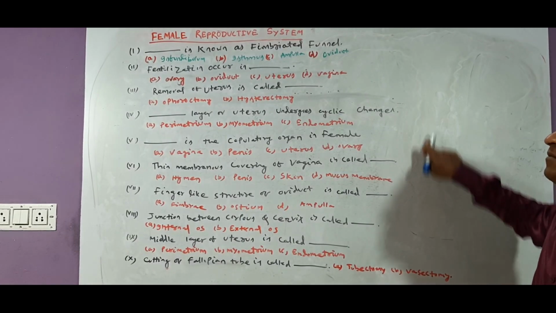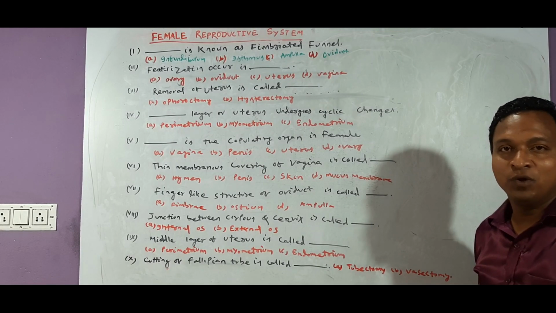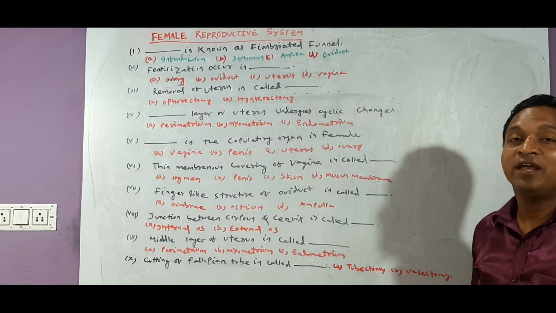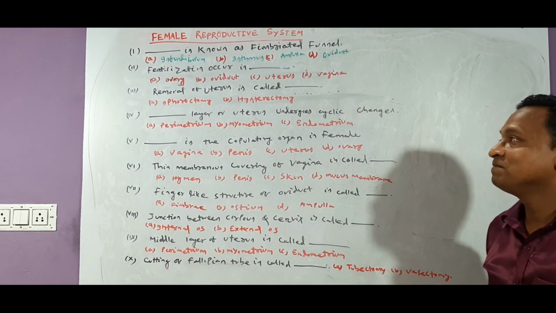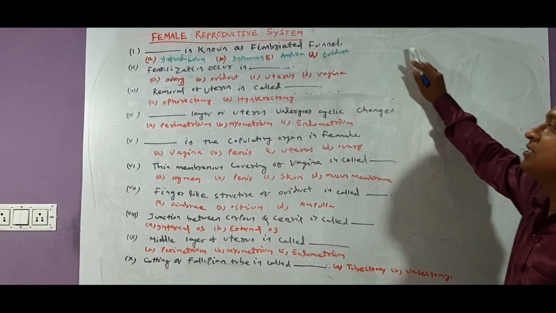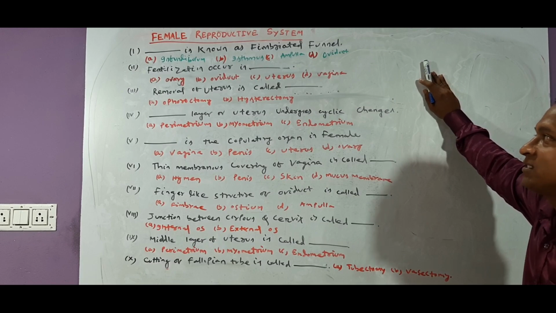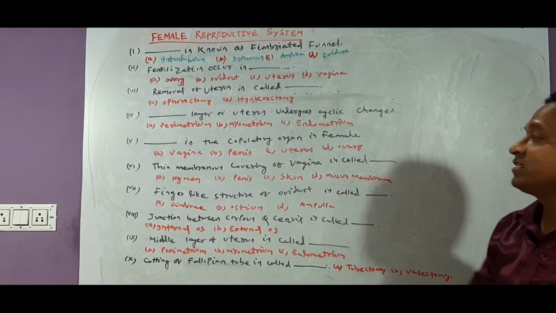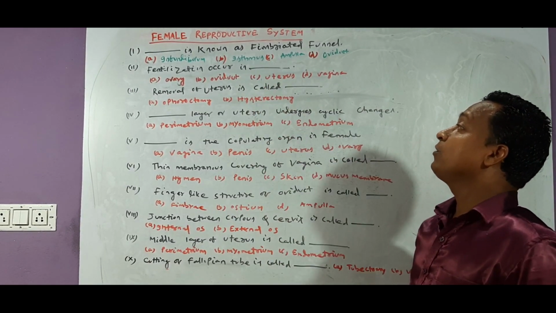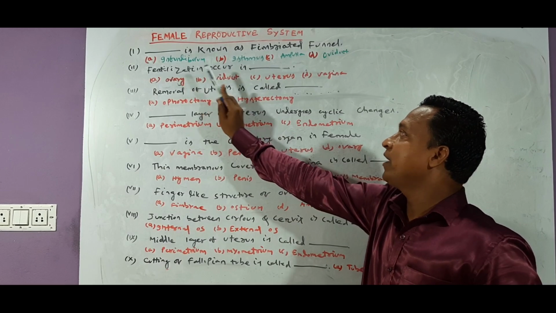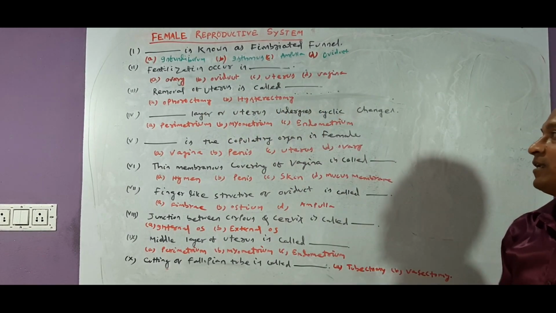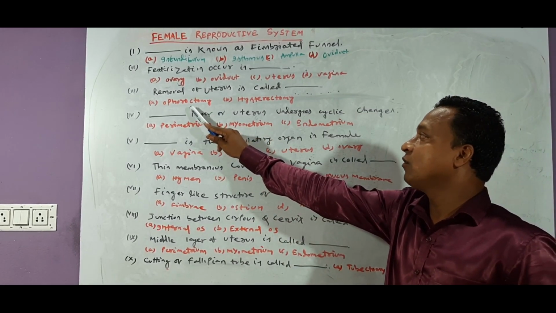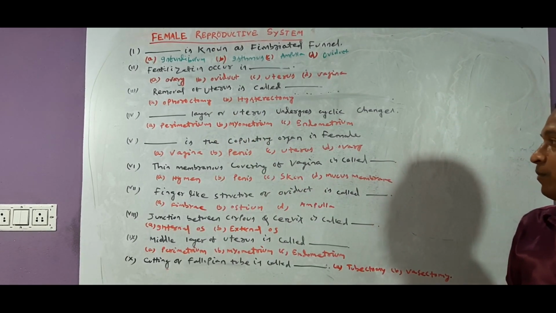I am just giving some multiple choice questions to you from today's class. You have to answer all these questions in your comment box. The first question is, dash is known as fimbriated funnel. The options are infundibulum, isthmus, ampulla, oviduct. The second question is, fertilization occurs in which part? Options are ovary, oviduct, uterus, vagina. The removal of uterus is called dash. Two options: oophorectomy and hysterectomy.